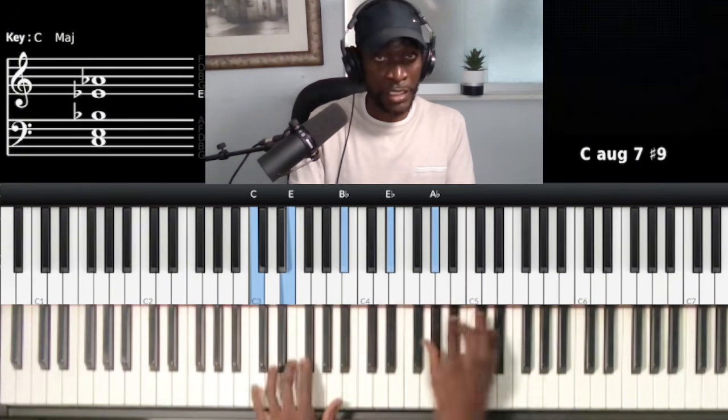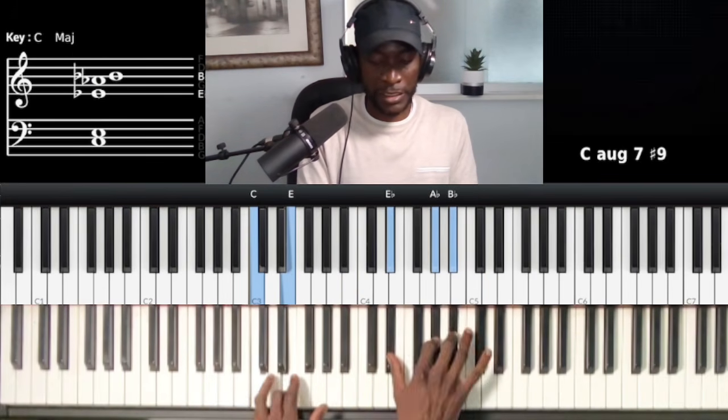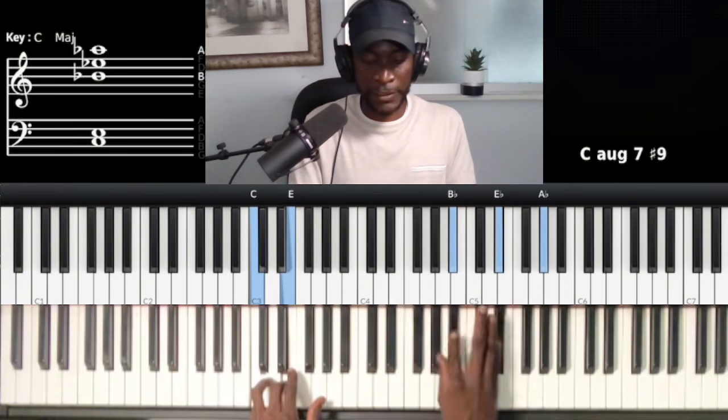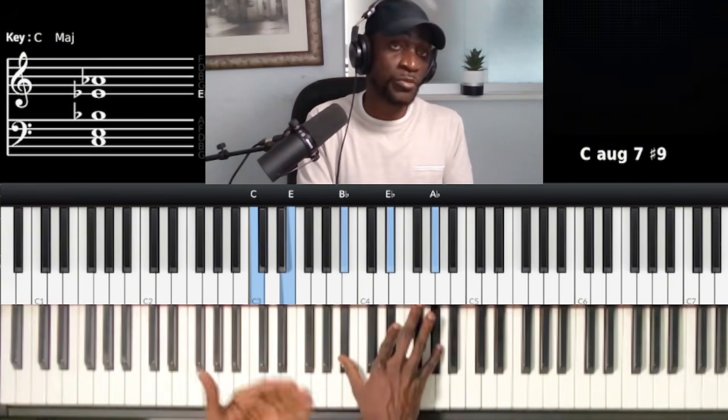But the most important thing is to practice them in all 12 keys, so that they become natural. Whether you practice this like this, like this, like this. As a musician, as a gospel musician, you need to practice.